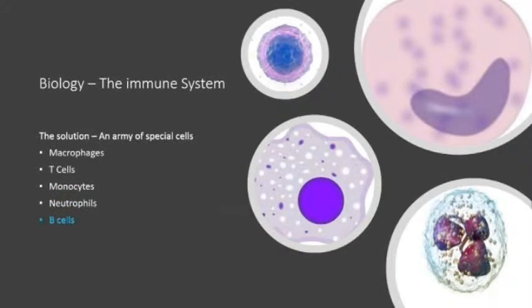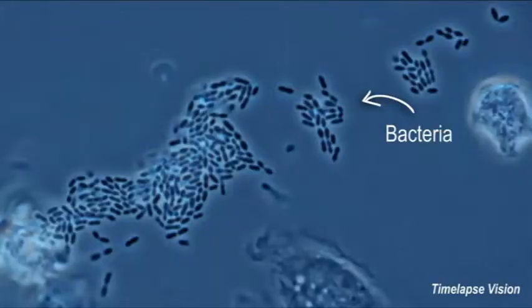B cells, which look very much like T cells, and this is why I've not put an extra picture on the slide, produce soluble antibodies which bind foreign pathogens, interfering with their function and marking them out for cell-mediated destruction by phagocytes and macrophages. So let's see the immune system in action.